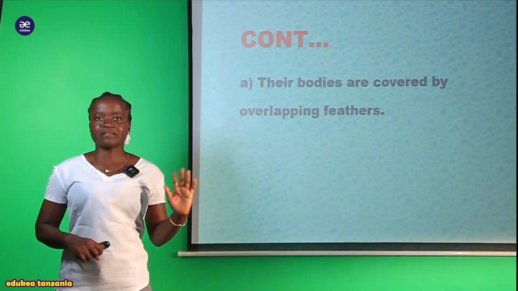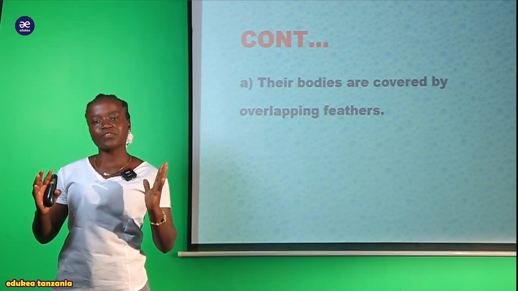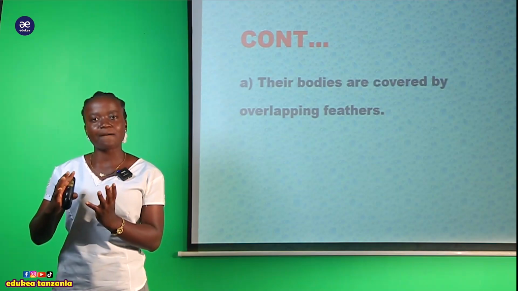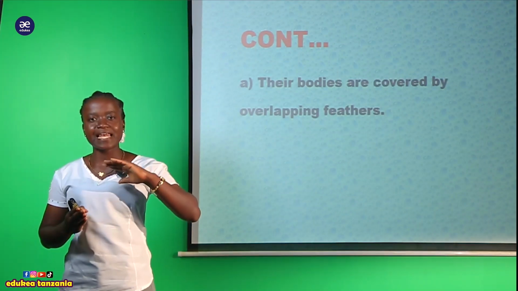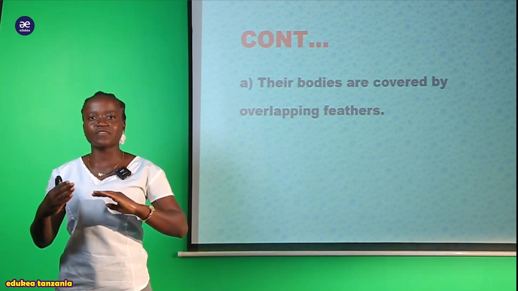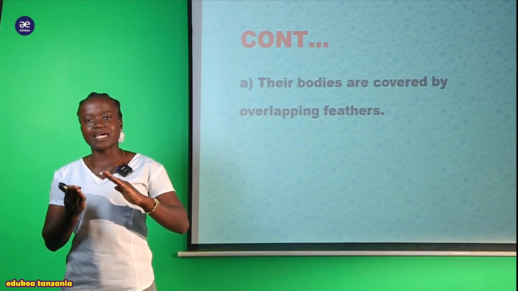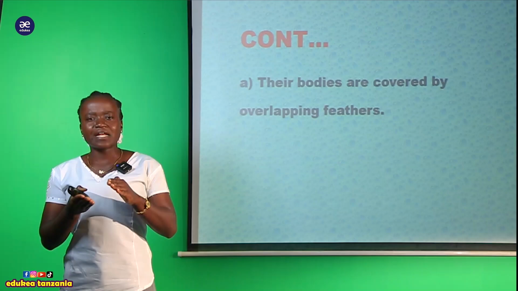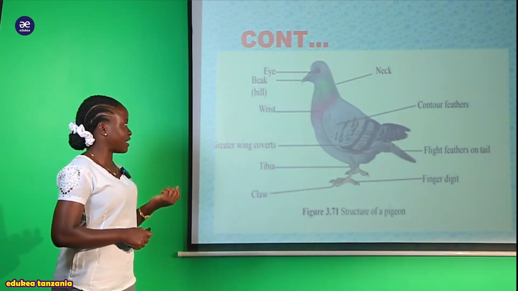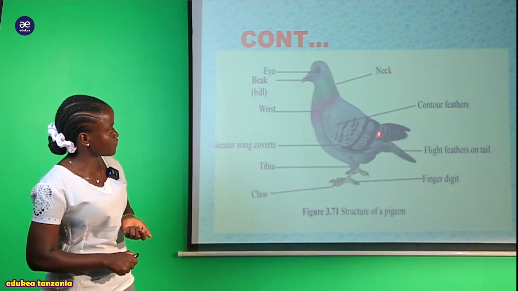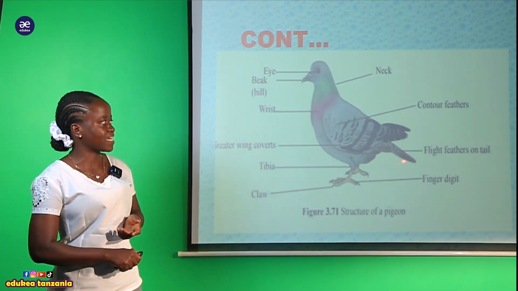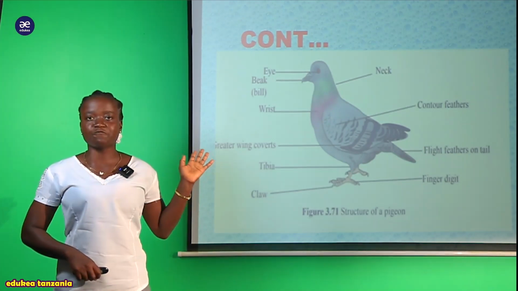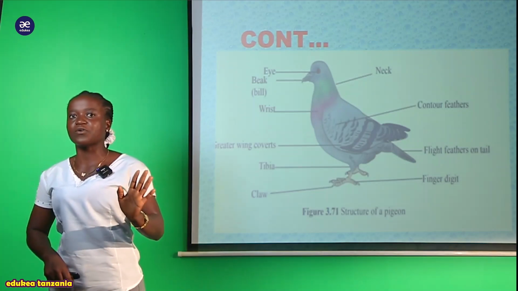These organisms which are found within the class Aves, their bodies are covered with overlapping feathers. Kwa maana kwamba yale manyoya ambayo yanapatikana within their body, they overlap, yaani tunasema kwamba yameingiliana one after another. As you can see in this diagram, we have the contour feathers. Apart from that, we also have the flight feathers, meaning that they overlap one another.